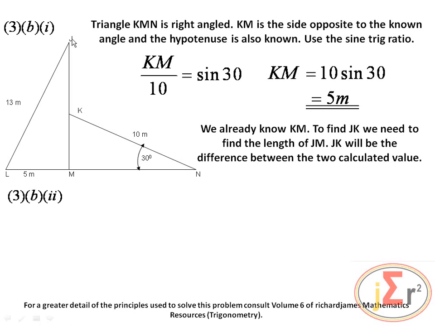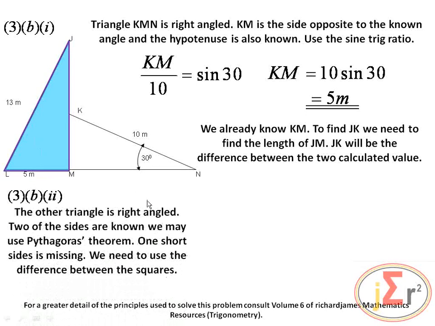So we need to find JK. We know KM already, so we find JM, and we will then subtract the value of KM from that value that we have. We are going to make use of the other right angle triangle that we have. In the other right angle triangle, two of the sides are known. We may use Pythagoras theorem. One short side is missing. We need to use the difference between the squares.